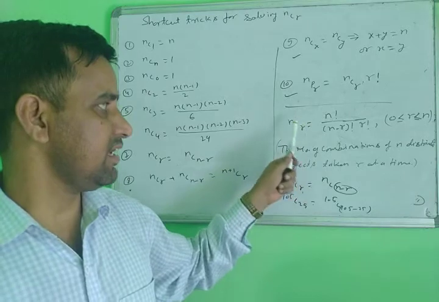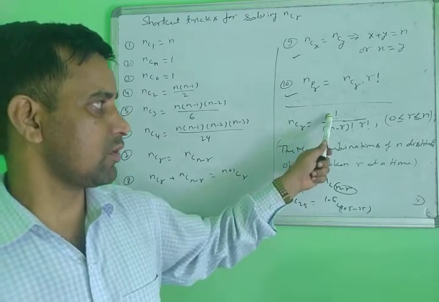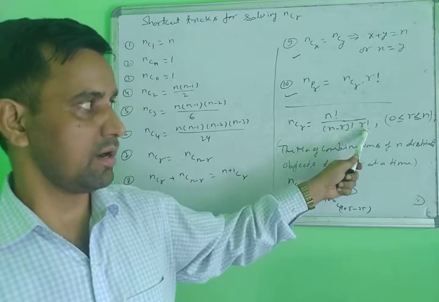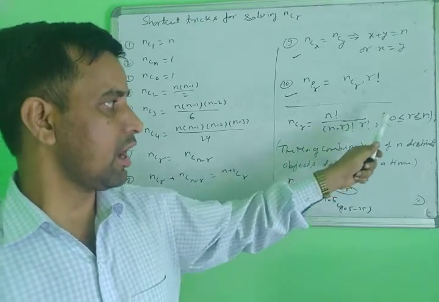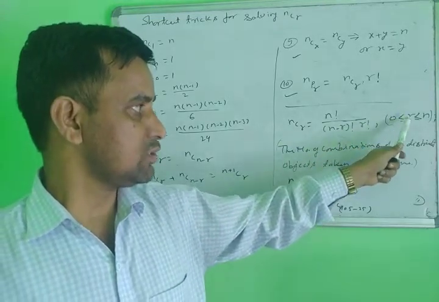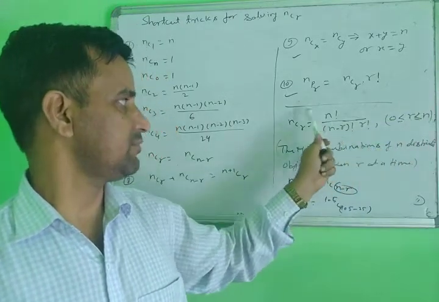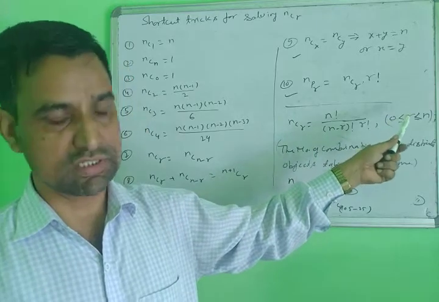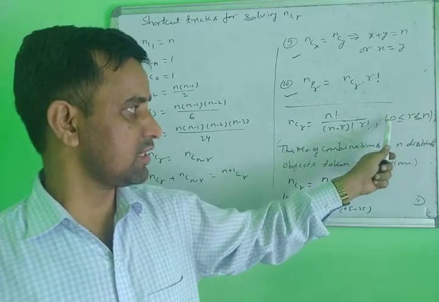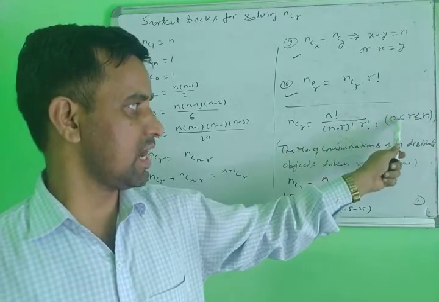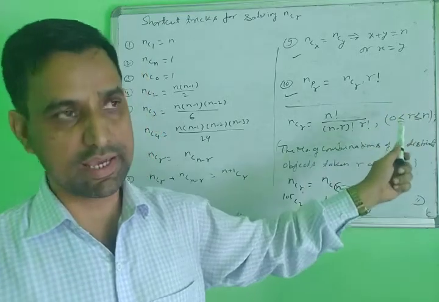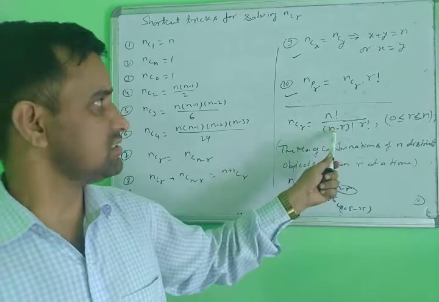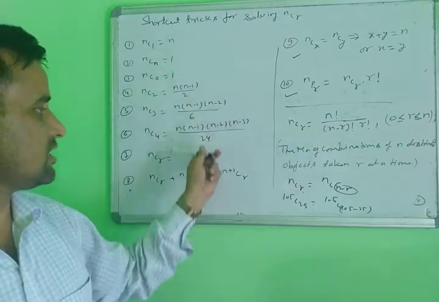What is the general identity? nCr equals factorial n upon (n minus r) factorial and factorial r. What value can r take here? r is always greater than or equal to 0 and less than or equal to n. The same holds for permutations. This is the general identity of the combinations, and there are also shortcut tricks of the combination.